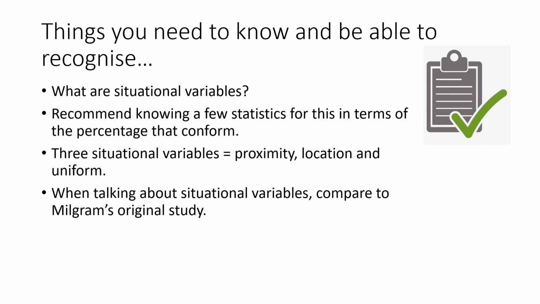So things you need to know and be able to recognise are what situational variables are. I recommend also knowing a few statistics for this in terms of the percentage that conform when we look at the situational variables. When we talk about situational variables, we are relating to proximity, location and uniform. And these three were further studied by Milgram after his original. And when talking about situational variables, we want to be able to compare to Milgram's original study for your AO1 marks when you are describing.